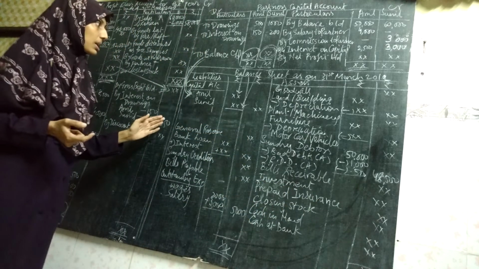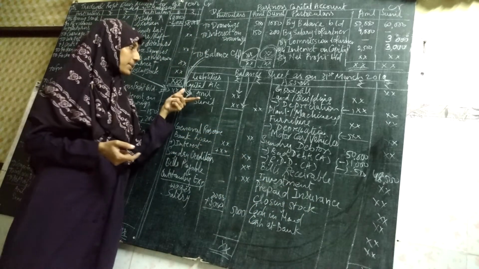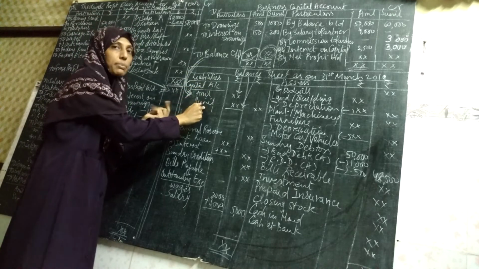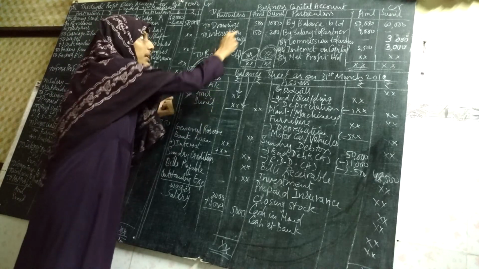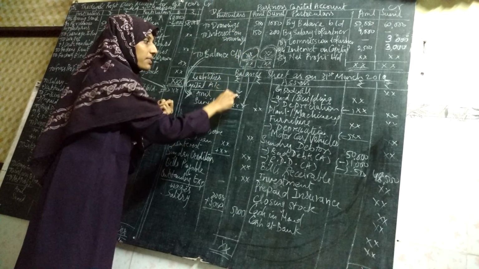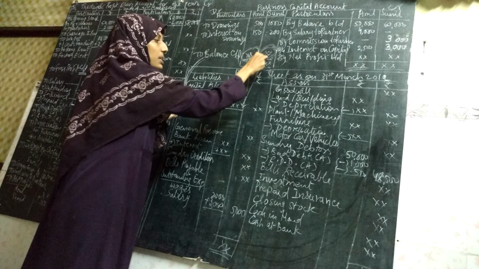Then coming to the liability side, reserve fund. I have explained capital. This amount, Anil's capital, Sunil's capital. Where do we get Anil's capital? From the capital account, last line. Capital account of Anil will give me this amount. Capital account of Sunil will give me this amount.